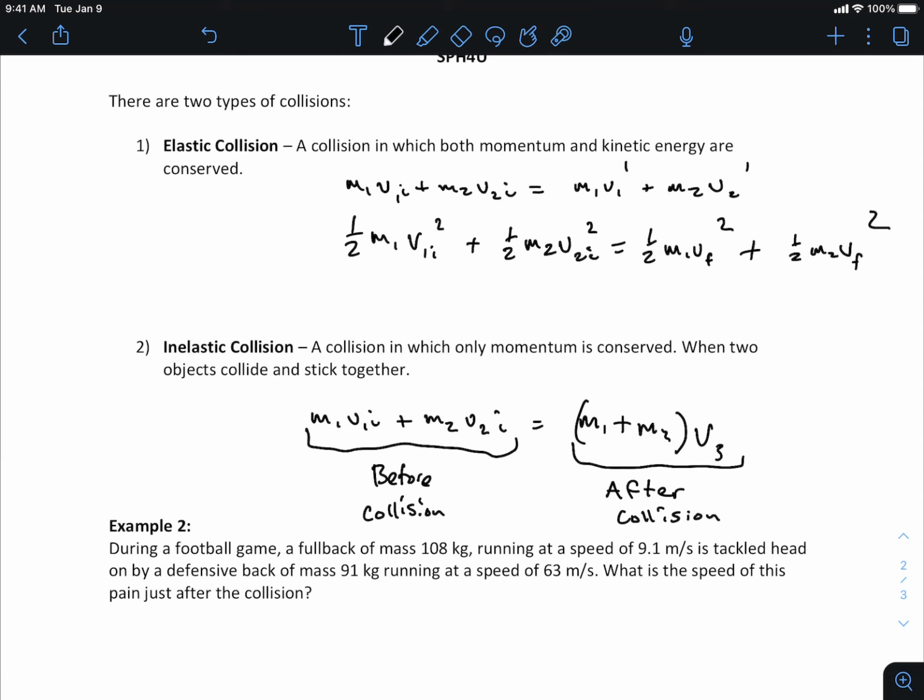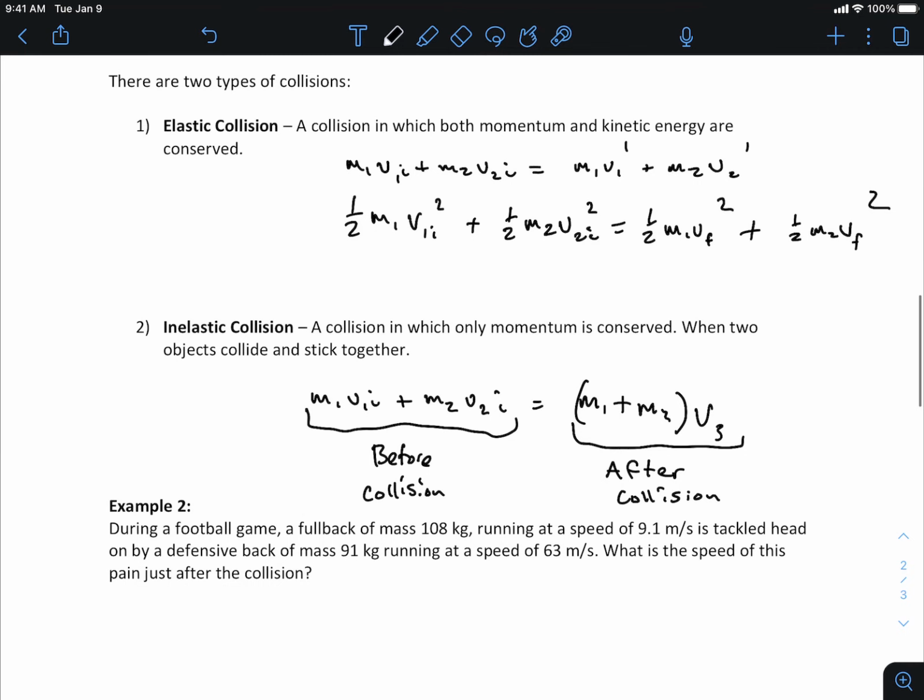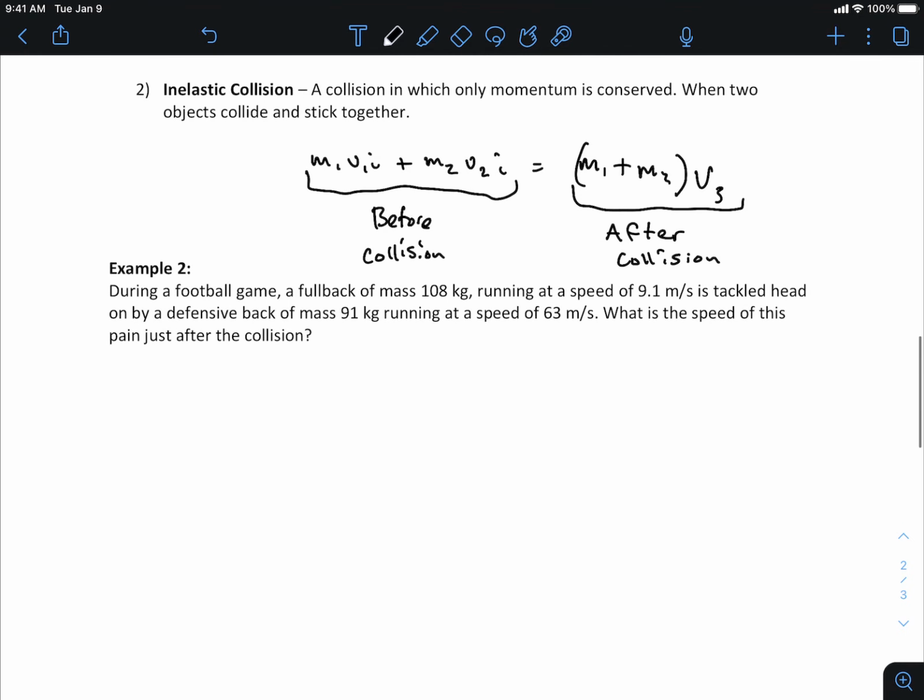Okay, so let's have a look at the second question. We can draw what happens. A picture says a thousand words, and it'll help you set up the question. During a football game, a fullback of mass 108 kilograms running at a speed of 91 meters per second is tackled head on by a defensive back of mass 91 kilograms running at a speed of 63 meters per second. What is the speed of this pane just after collision? I don't know what the word pane is doing there.